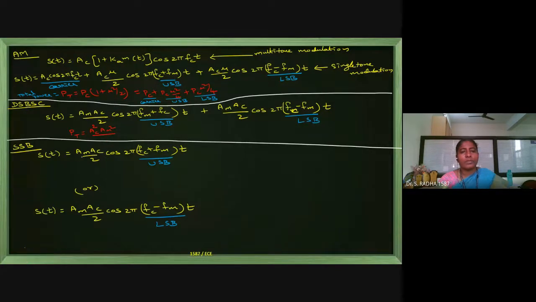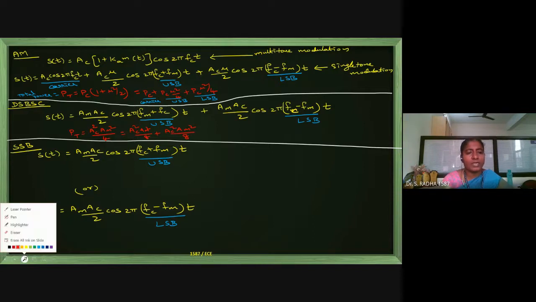This is the total power, Ac² Am²/4, and further it can be written as Ac² Am²/8 + Ac² Am²/8. If we take one term as the lower sideband power, the other term will be the upper sideband power.